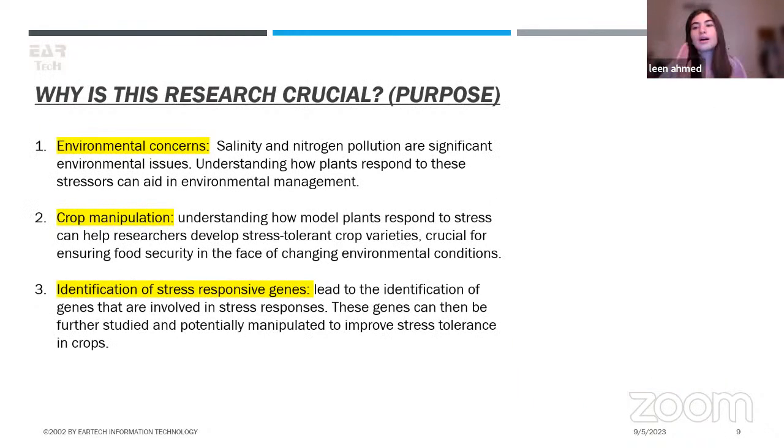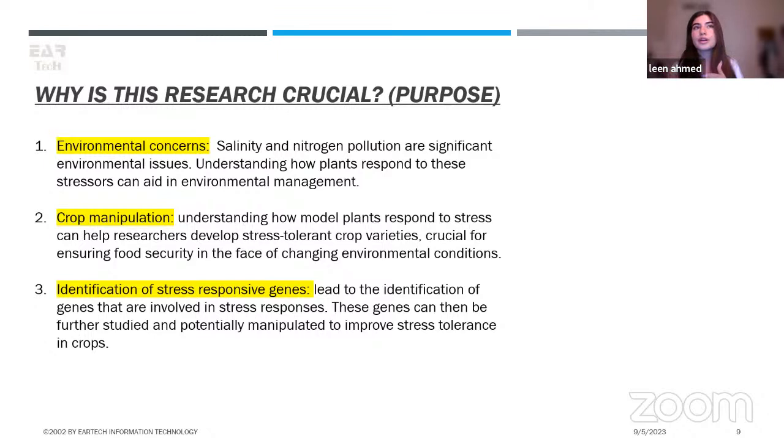Okay, so I want to discuss why this research might be crucial. As I said, you look at the plants and you're like, okay, why are they planting these? Why is it important? What's the purpose? The first thing is environmental concern. So let's say these environmental conditions actually started occurring in real life. We all know that we're facing pollution now, we're going to face it in the future, even climate change. So let's say salinity and nitrogen pollution. Let's take that as an example because this is what the research is about.